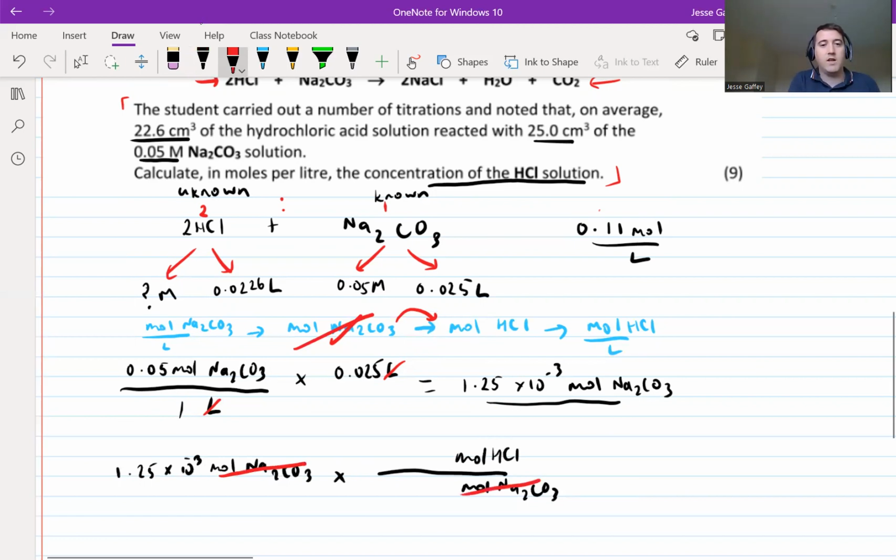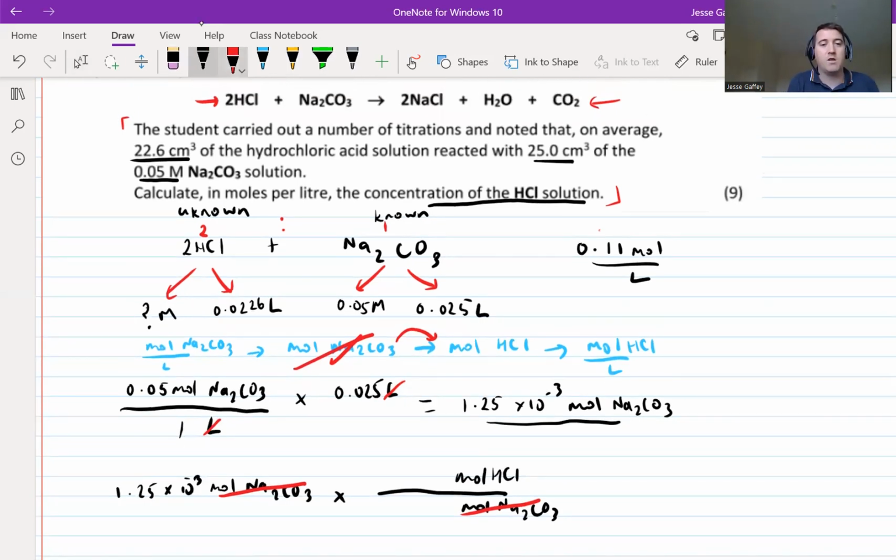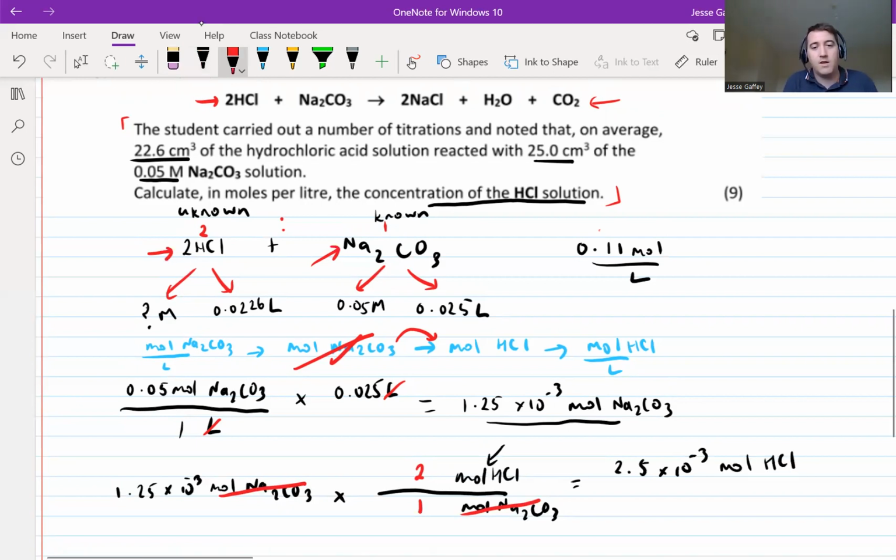And the next thing I need to know is what's the relationship between moles of HCl and moles of Na2CO3. So looking through all the information I have for that, well, here I see that there are 2 moles of HCl for 1 mole of sodium carbonate. So that means this is 2 HCl, 1 Na2CO3. And that's given me 2.5 times 10 to the minus 3. And of course, the only unit that's left here is this one, moles of HCl. So now I have got as far as here.